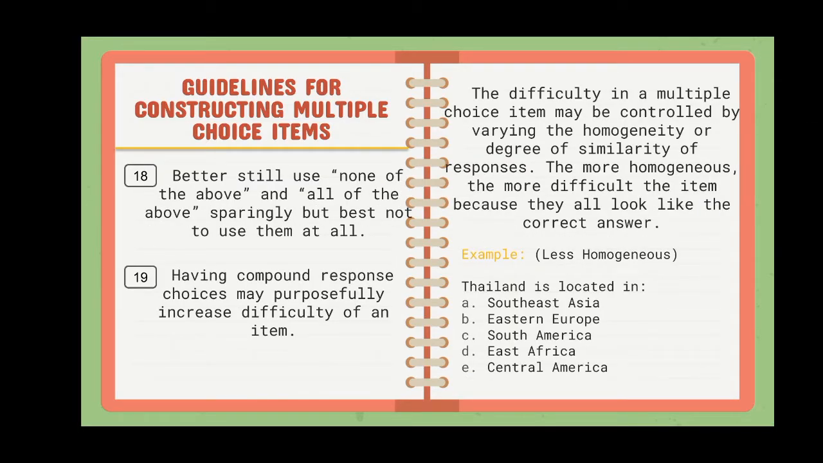Rule number 18. Better still, use none of the above and all of the above sparingly, but best not to use them at all. Rule number 19. Having compound response choices may purposefully increase difficulty of an item. The difficulty in a multiple choice item may be controlled by varying the homogeneity or degree of similarity of responses. The more homogeneous, the more difficult the item because they all look like the correct answer.